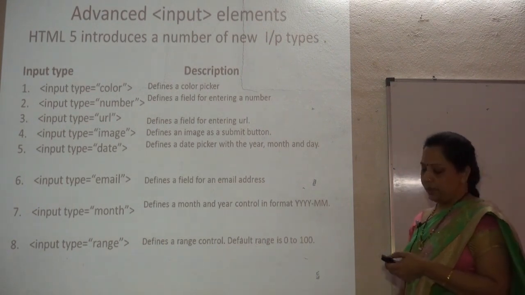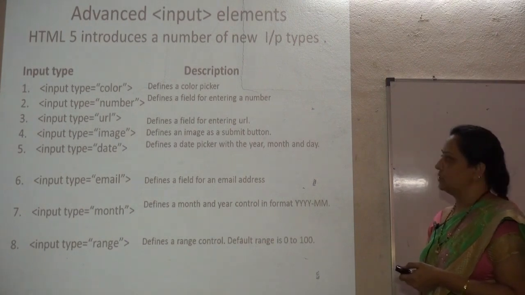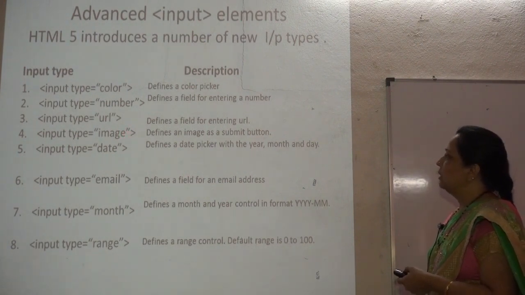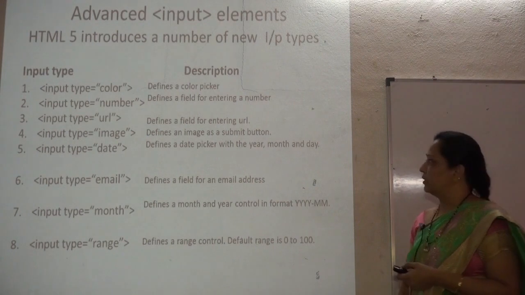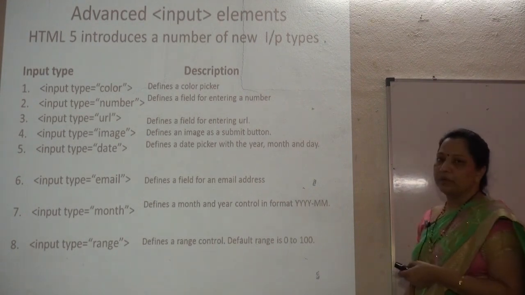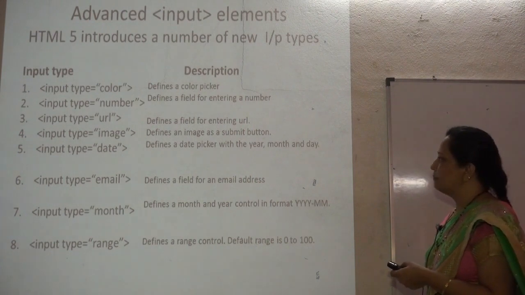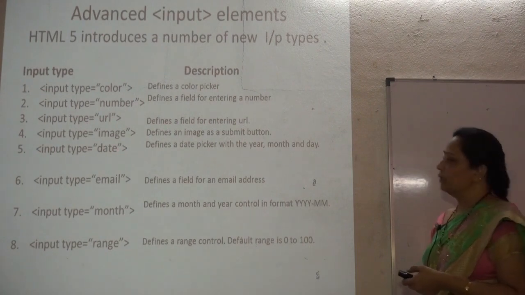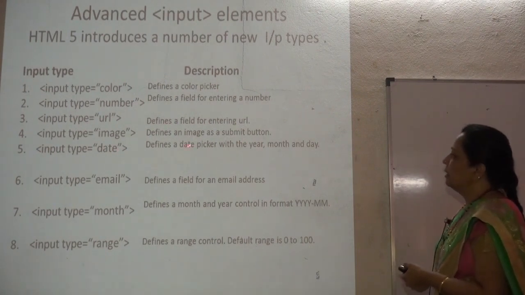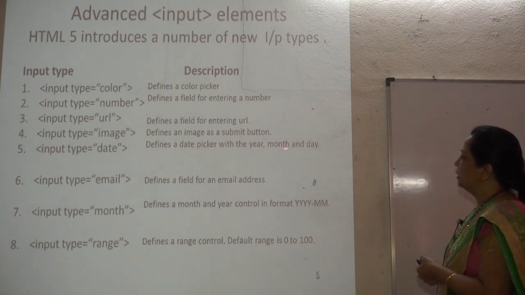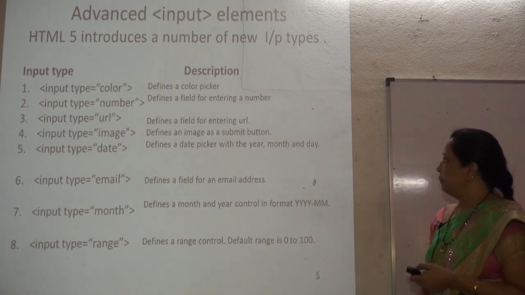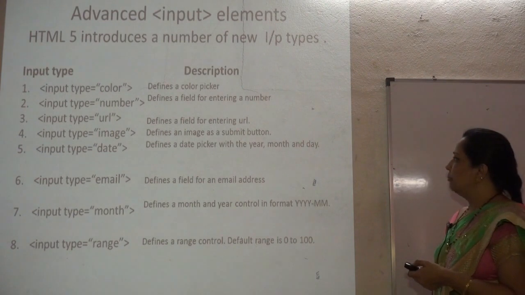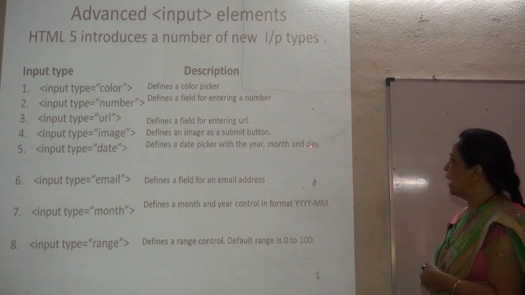Input type equal to image. If we have to insert any image, we can use this format. Input type equal to image defines an image as a submit button, meaning the image itself works as a submit button. Number 5 is input type equal to date. If we have to give a date, this option is there. It defines a date picker with year, month and day. In the MMDDYY format we generally see on a computer, but here we have year, month and day.